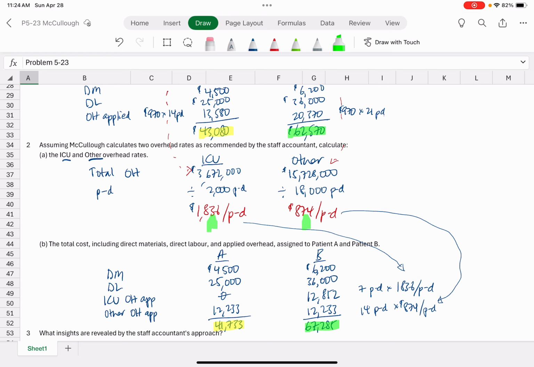So what this means is that under the old approach, what we may in effect be doing is overcosting our patients who are outside, like patient A. They may be getting overcosted, and that overcosting is subsidizing the costing allocated to patient B. So under the staff accountant's approach, this may be a more accurate way of attaching costs to patients. And that's the end of the question.